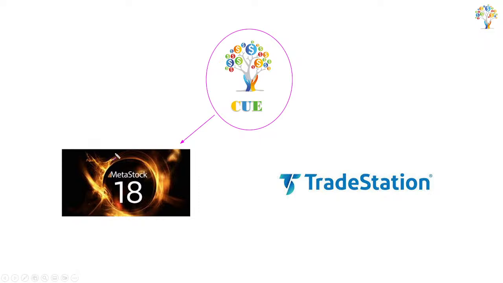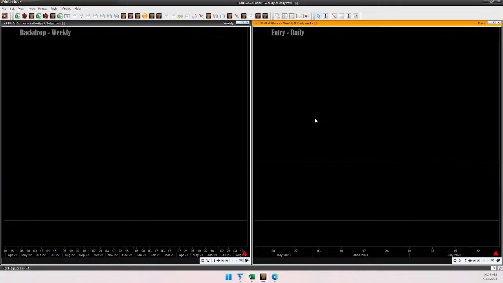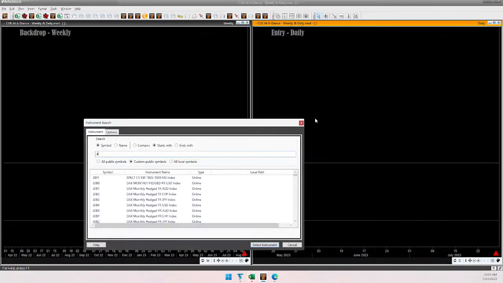All the Q components run on the Metastock platform and the technical analysis component runs on TradeStation as well. That was the last slide. Let's continue with a look at the live chart starting with global markets.